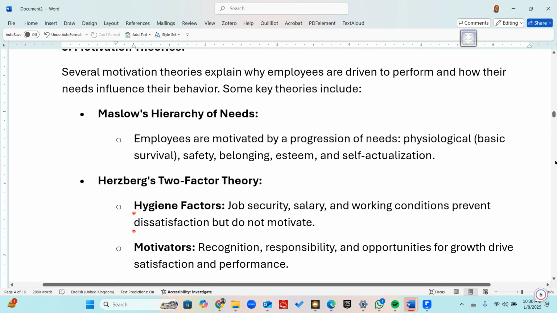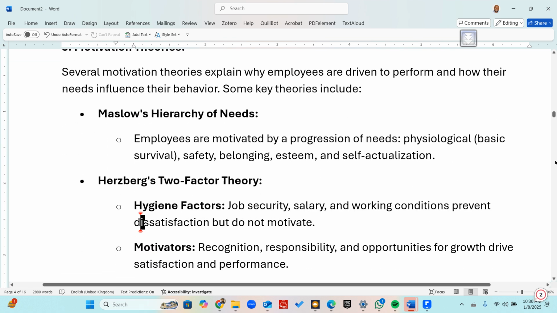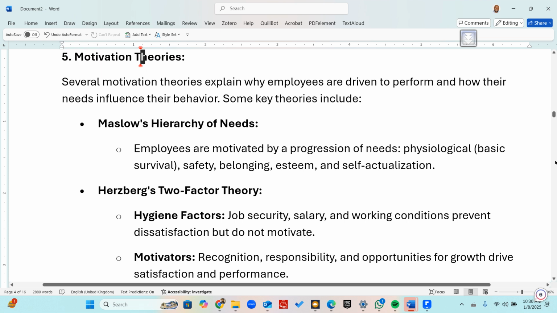So we'll go to motivation theories. Number five. Several theories of motivations explain why workers are driven to perform and how their needs influence their behavior. First, we talk about Maslow's hierarchy of needs. Employees are motivated by progression of needs, which is the psychological basic survival, safety, belonging, esteem, and self-actualization. That's what Maslow's hierarchy of needs is talking about.